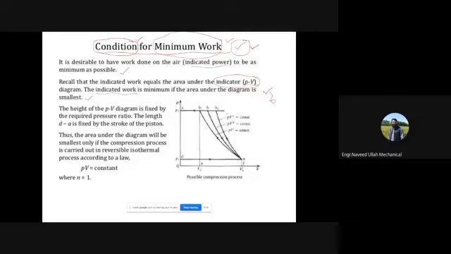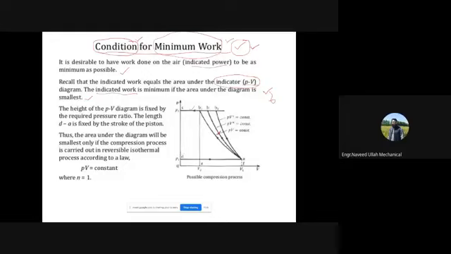So if this area is minimum, consequently the work consumed by the compressor will also be minimum. Let us see how we can minimize this work consumption. You can see here there are three things. You know very well that this is the constant pressure induction process. This is the compression process, the middle one, the polytropic compression process, A to B. And B to C is the constant pressure delivery process.